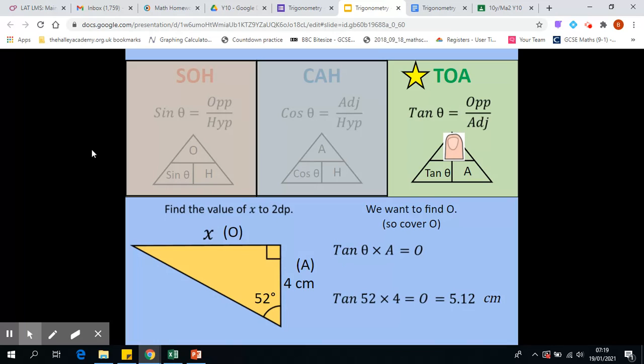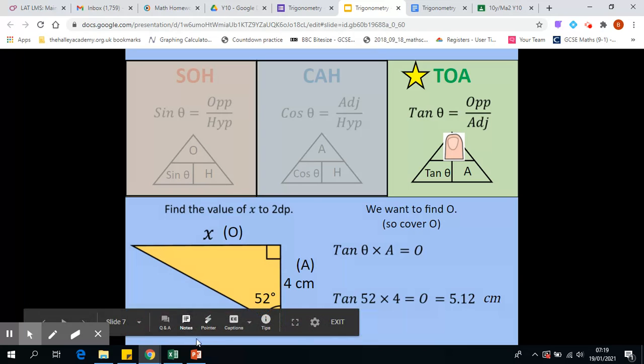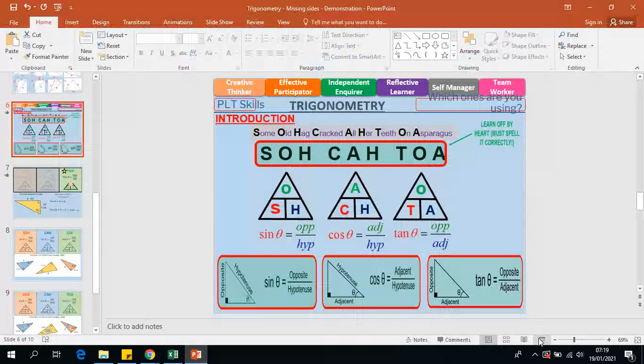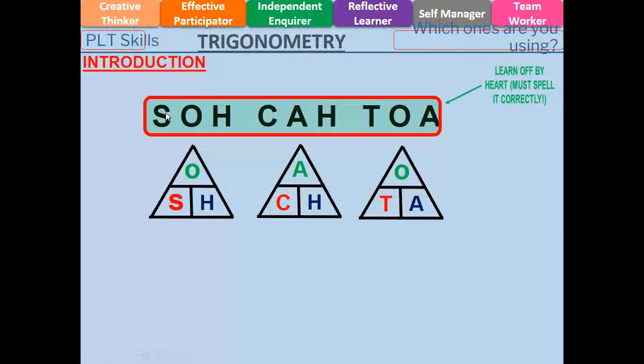Let's look at how you can identify the correct ratio. SOHCAHTOA. It's a very important phrase which helps you to work out the formulas. SOH, CAH, and TOA. Keep using the triangle to help you in solving the questions.